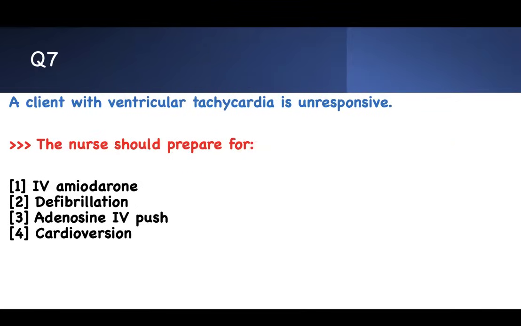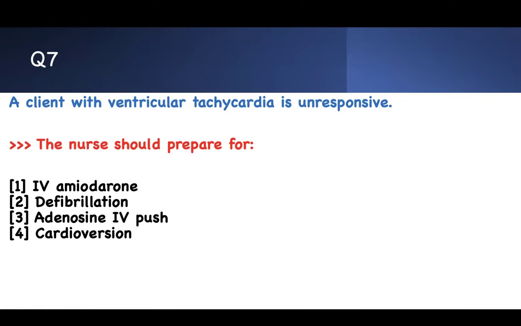And then should prepare for what? A client with ventricular tachycardia is unresponsive. I try to make the question very short, straightforward, to keep you thinking. Ventricular tachycardia, what is wrong with the patient? Unresponsive. What does that mean? Change it into something manageable.